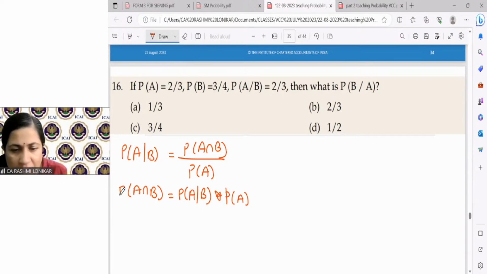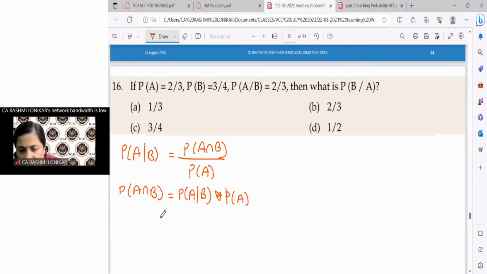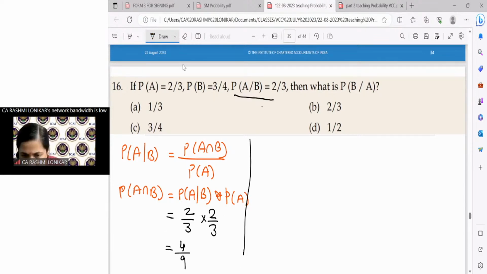This cross multiplies. So I have a formula for P(A given B). What will be my P(A intersection B)? What is P(A given B)? 2 by 3. What is P(A)? P(A) is 2 by 3. Okay. So how much is P(A intersection B)? 4 by 9. Okay, this is one part.